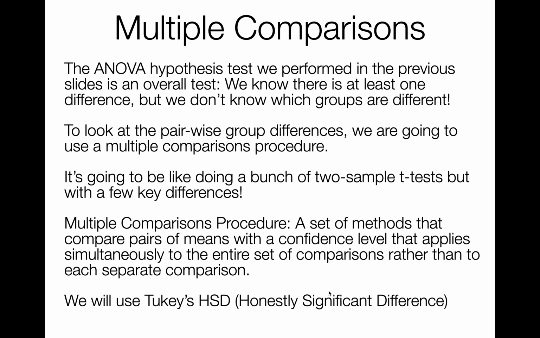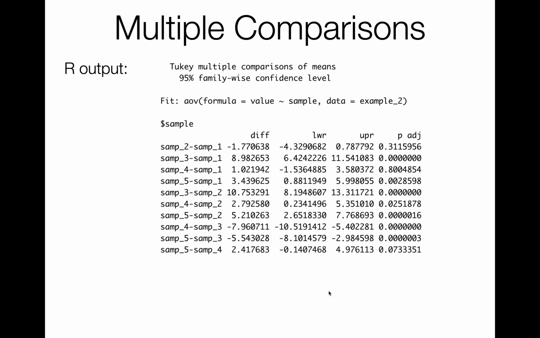The multiple comparisons procedure that we're going to use is called Tukey's HSD, or Tukey's honestly significant difference. There are many of them. There's one named for Bonferroni, and one named for a bunch of other people. We're going to use Tukey's HSD. When you perform Tukey's HSD on the example that we saw last time, you get this.